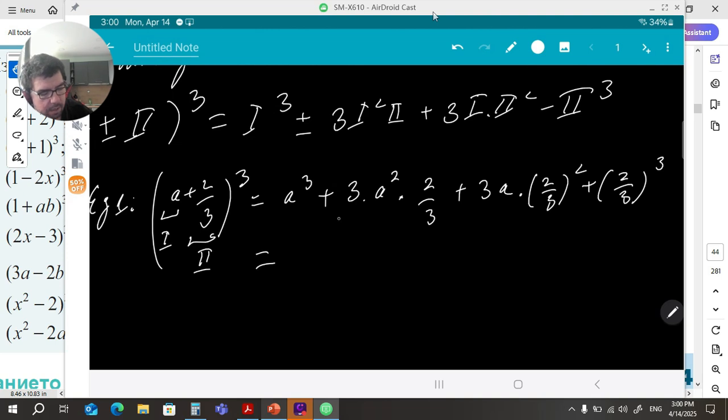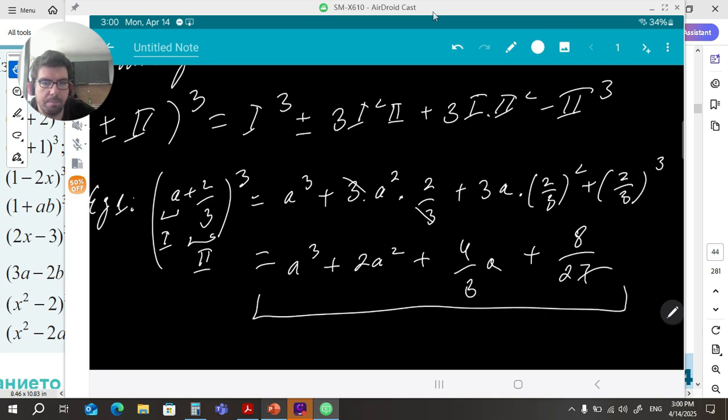So I can reduce here: a to the power of 3 plus 2a squared plus, this is the same as 4 over 9, I can cancel the 3 and the 9, and I get 4/3 a plus 8 over 27, and this is my standard form. Okay, let's do another example.